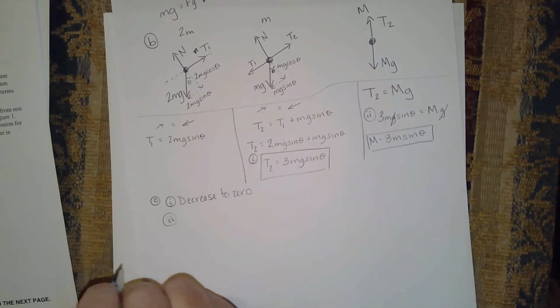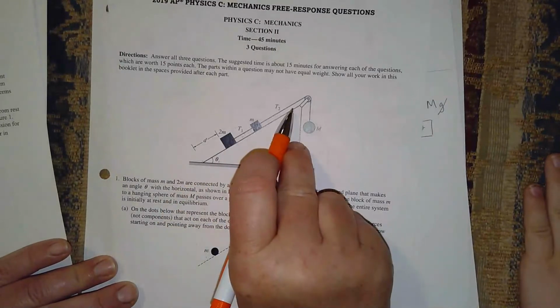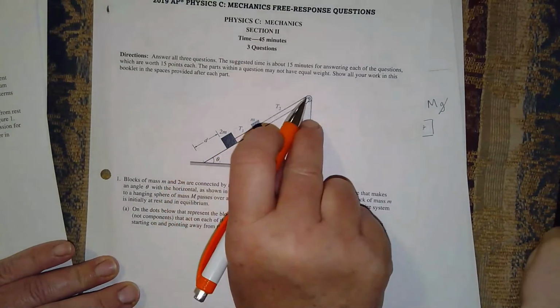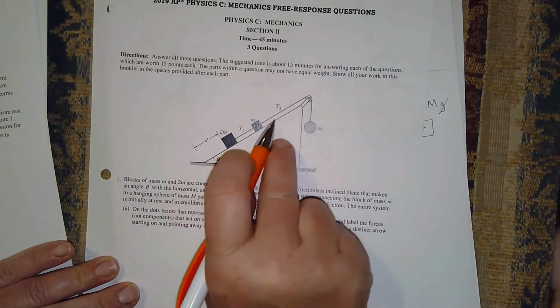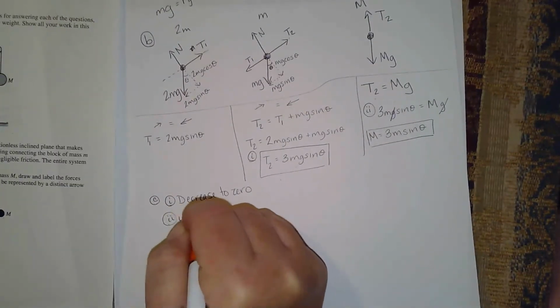On part 2, it says, is the velocity of the block of mass m up the ramp, down the ramp, or 0? Well, they're already going up the ramp. So when we cut the string, they're going to continue going up the ramp for a little while because they've already got forward momentum that way, and they have to be slowed down. So they're going to go up. So that's going to be up the ramp.